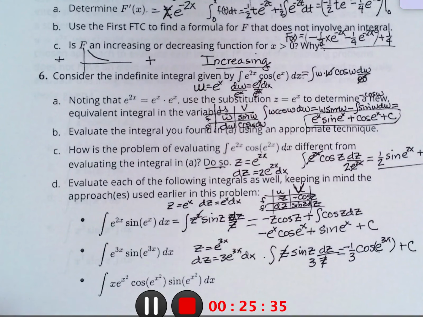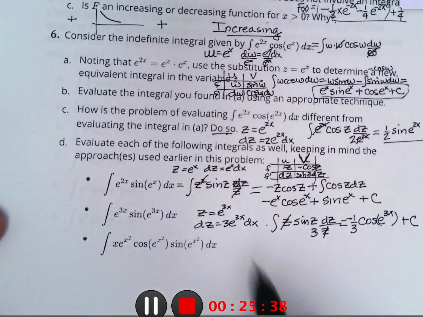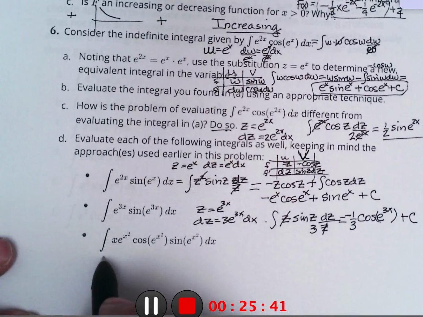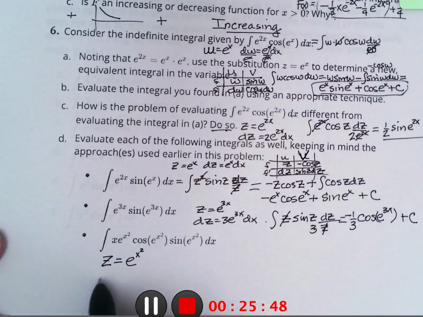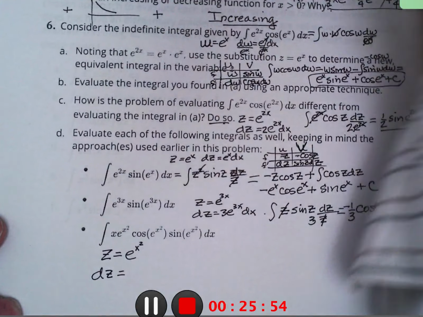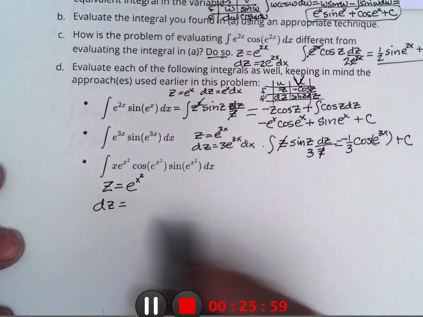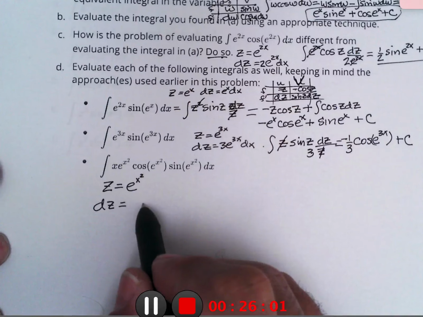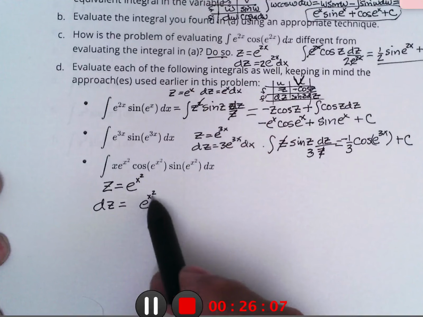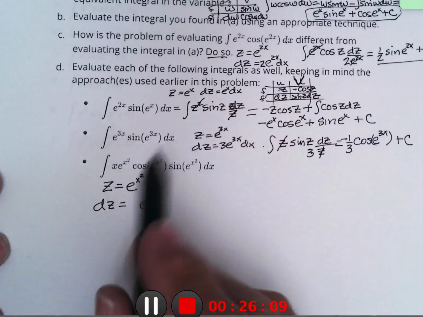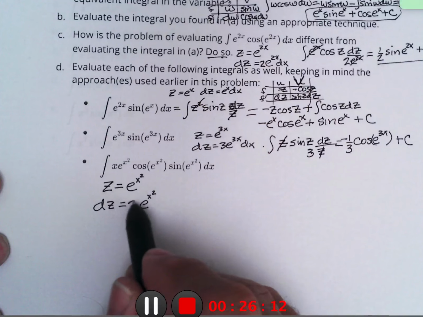And then this one. So this one, if we let z equal e to the x squared, dz would be e to the x squared times the derivative of x squared. Derivative of e to something is e to something times the derivative of something, and that something is x squared, so its derivative is 2x dx.